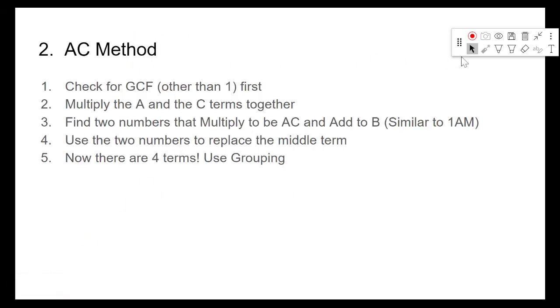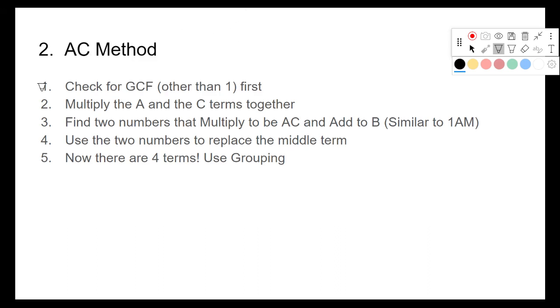So the AC method works as follows. The goal behind the AC method is to factor by grouping. But the problem is it's a trinomial. A trinomial only has 3 terms. Grouping needs 4. So what we're going to do is try to increase the number of terms in our polynomial from 3 to 4 so that we can use grouping. Okay, so here's how we're going to do it.